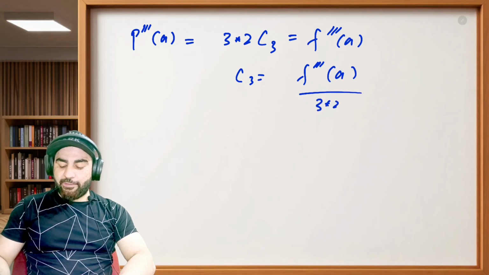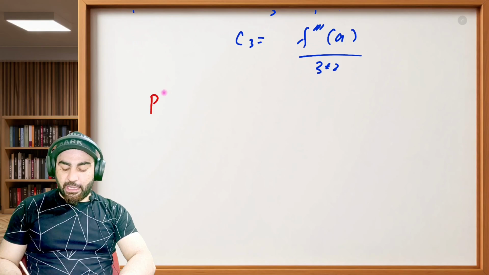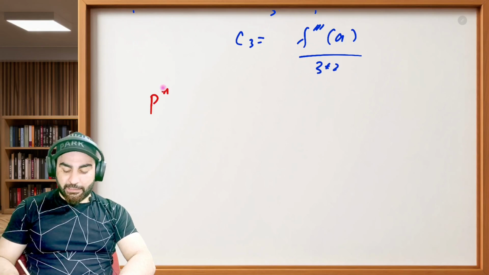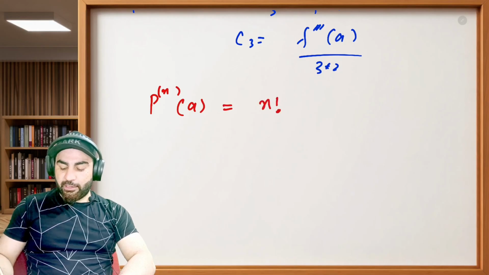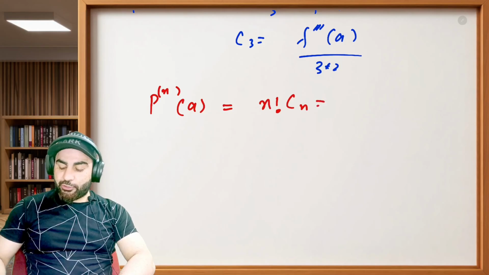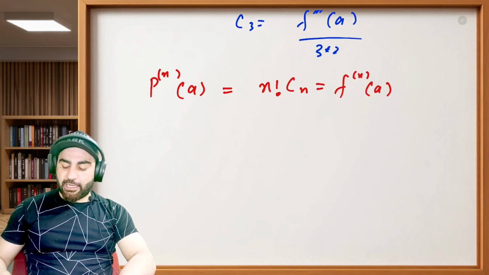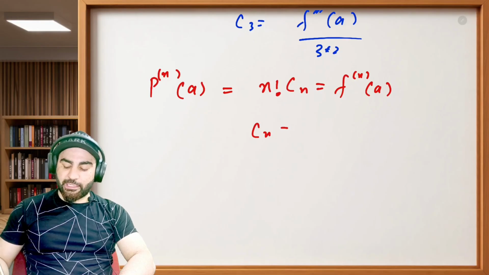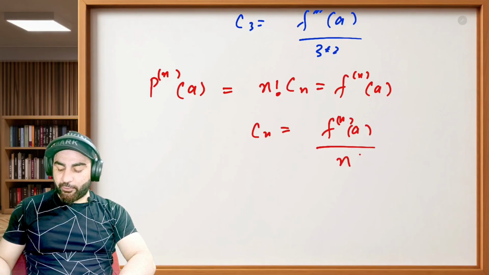Now if I have to see it at the nth level, that is p nth, let's suppose the nth derivative with respect to a, this will be equal to n factorial multiplied by cn. So you are computing the cn constant, and this should be equal to the nth derivative of the function at that particular point a. So that means any constant cn will be equal to f nth derivative of a divided by n factorial.